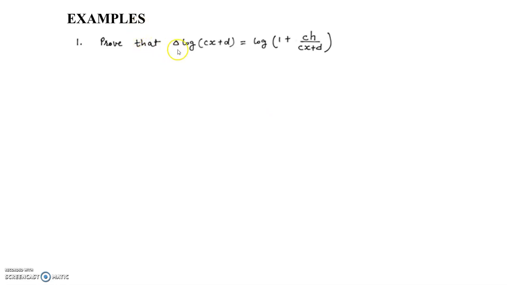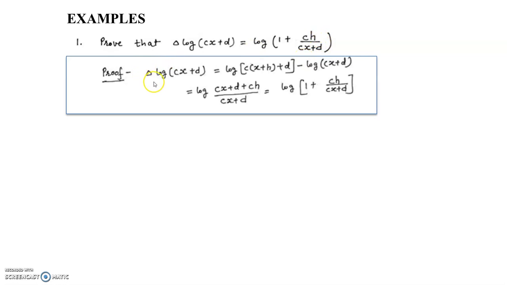First example is prove that del log of cx plus d is equal to log of 1 plus ch divided by cx plus d. So we'll start from the left hand side. Del of log cx plus d, the definition of forward difference operator says that we have to add h, the interval of differencing in x. So it will be equal to log of c times x plus h plus d minus log of cx plus d. Now here we can apply log m minus log n, which is equal to log m divided by n. And after simplifying, you will easily get this result.